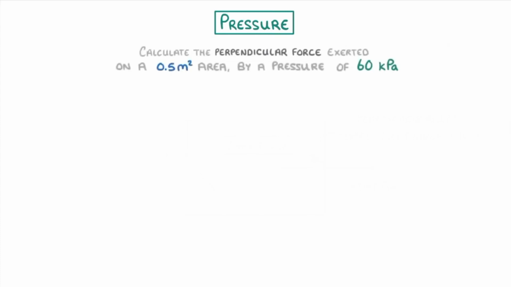Before we finish, let's try a quick question. Calculate the perpendicular force exerted on a 0.5 meter squared area by a pressure of 60 kilopascals. If we turn our equation into a formula triangle, we can see that in order to get a force, we need to multiply pressure by area.